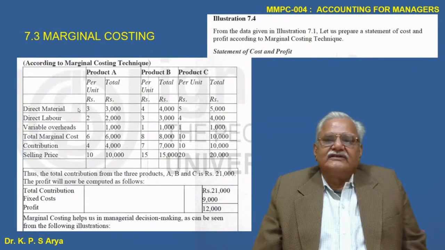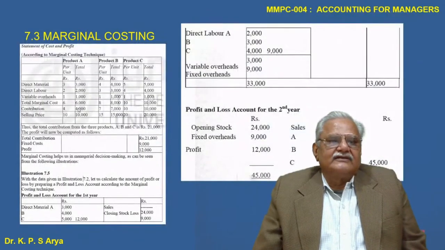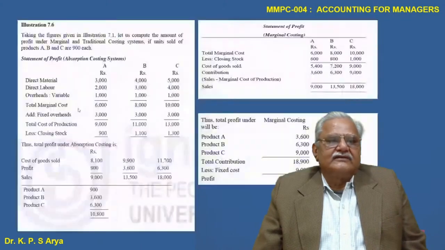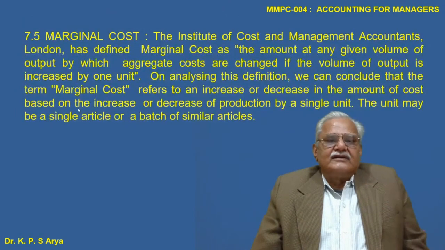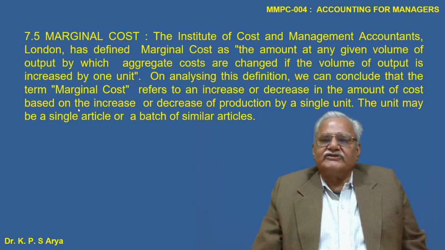Marginal costing. The Institute of Cost and Management Accountants, London, has defined marginal cost as the amount at any given volume of output by which aggregate costs are changed if the volume of output is changed by 1 unit. On analysis of this definition, we can conclude that the term marginal cost refers to an increase or decrease in the amount of cost on the basis of increase or decrease of production of a single unit. The unit may be a single article or a batch of similar articles.